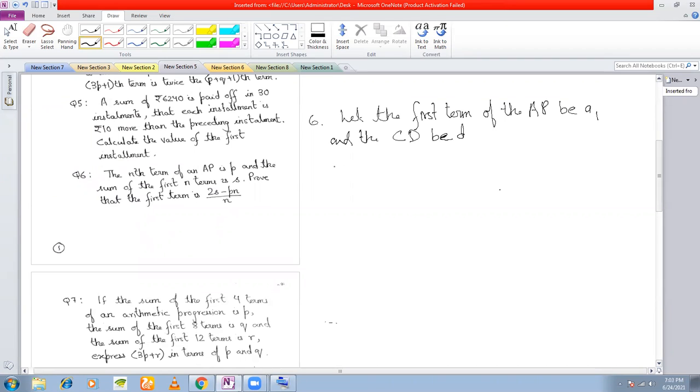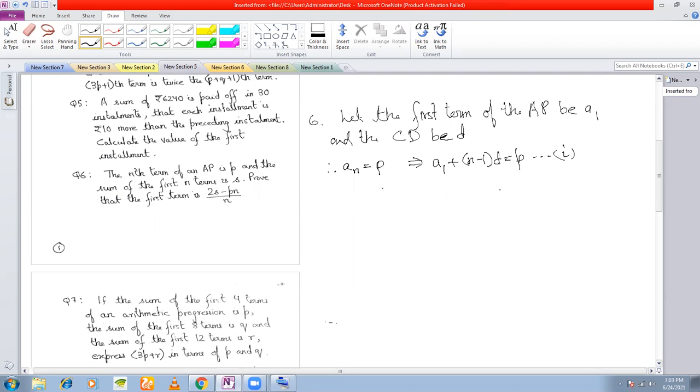Now the nth term given here, nth term is P, right? So nth term is P means what? A1 plus (n minus 1) into D is equal to P. Let us call this equation number 1.